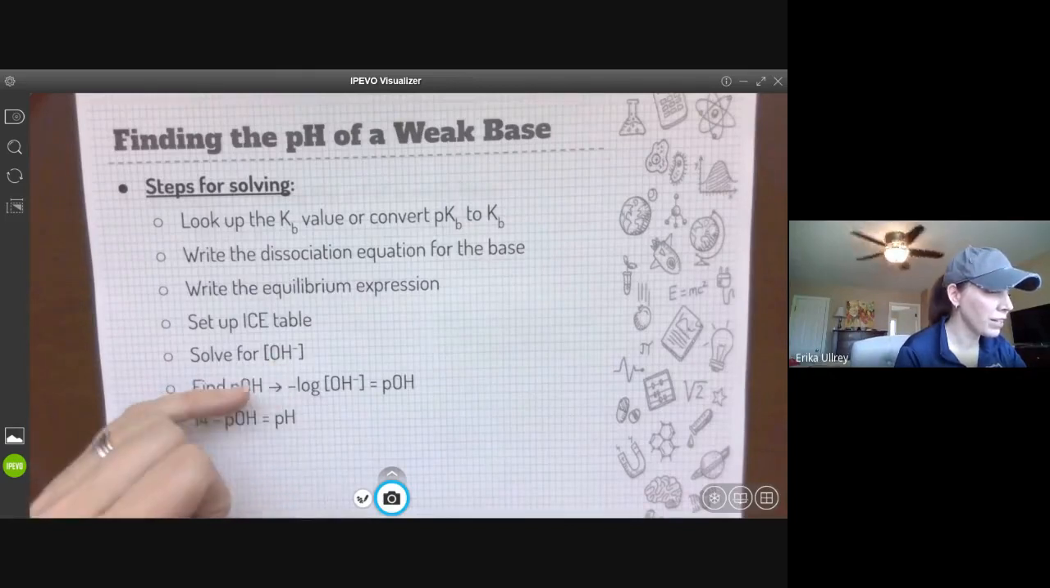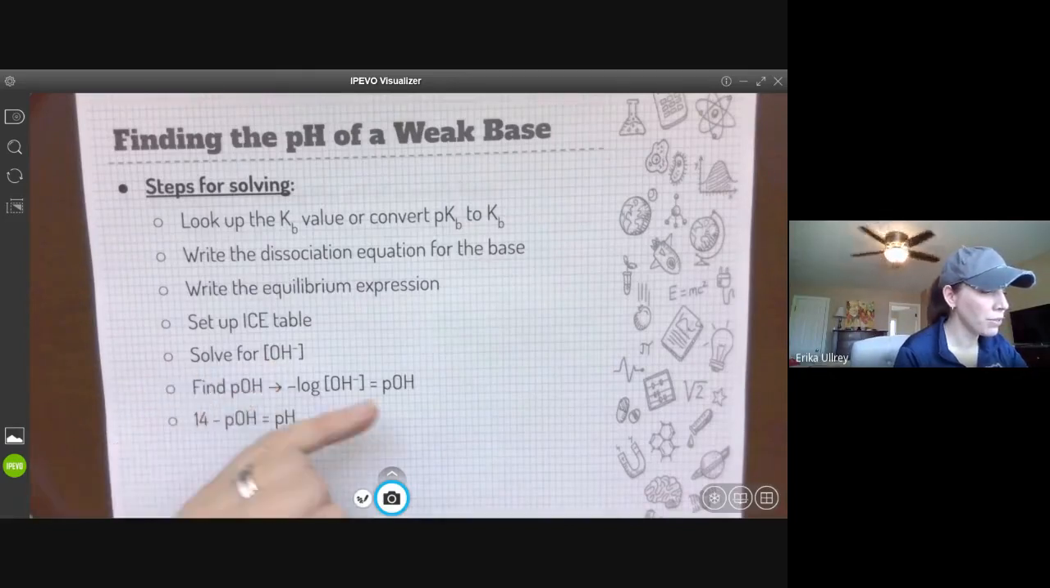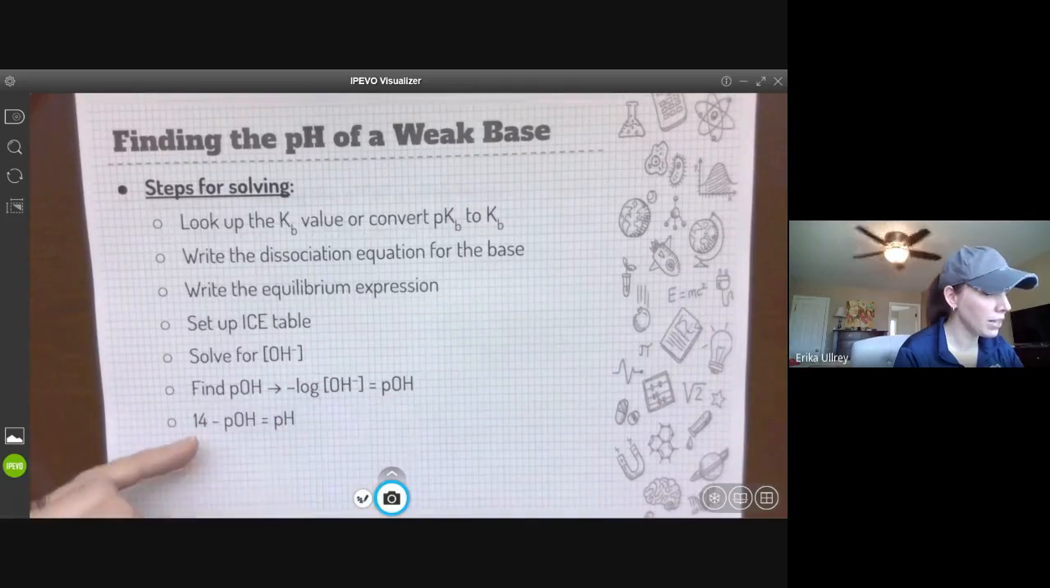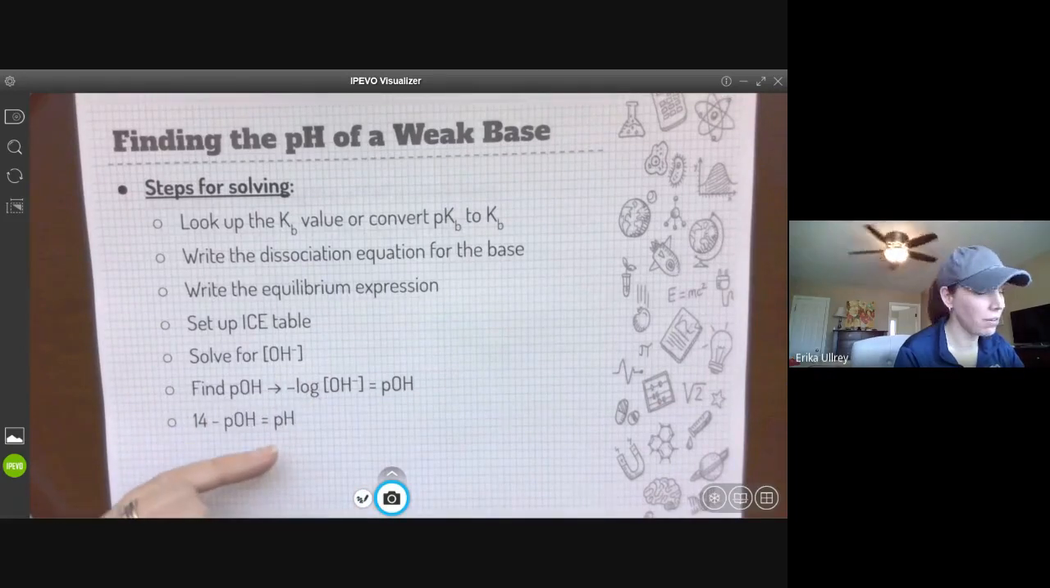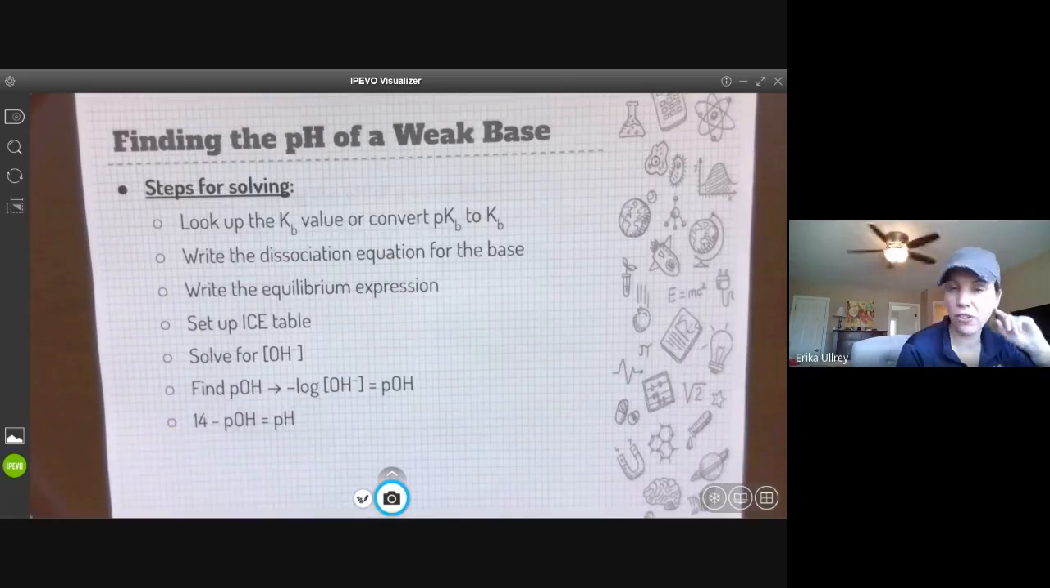We're going to find the concentration of OH. And then once we do that, we'll convert it to pOH. And then we'll do 14 minus the pOH to get to pH. So it's really just only one step further than what we're doing with a weak acid. With a weak acid, we get the concentration of H+ right away, and we can just take the negative log and we have our pH and we're done.